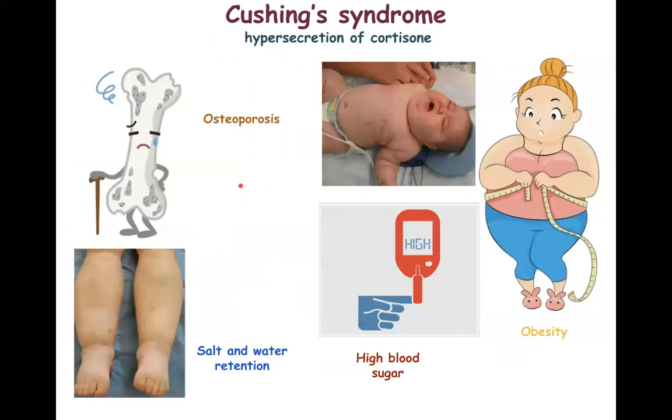If there is hypersecretion of cortisol, that also produces serious defects. The condition in this case is called Cushing syndrome. Cushing syndrome is manifested by osteoporosis. The bones become extremely weak. They can fracture easily. There is salt and water retention in the body. The body gives a puffy appearance. There is a high blood sugar level. Then there is obesity, excessive uncontrolled weight gain in a person. So all of these are due to hypersecretion of cortisol, that is, an adrenal cortex hormone.